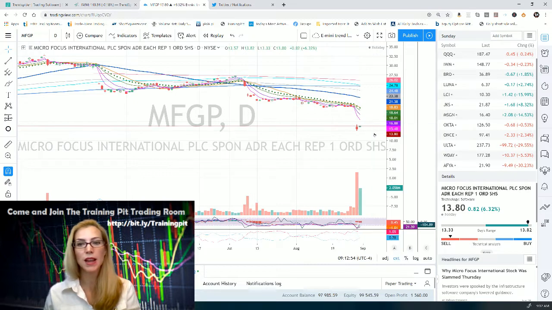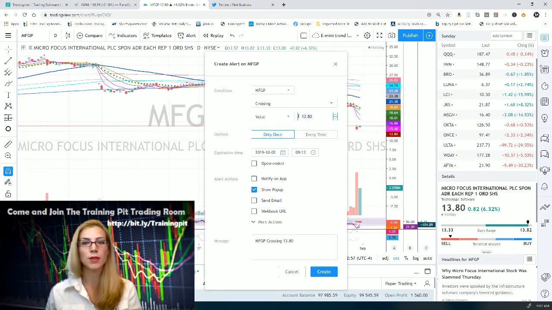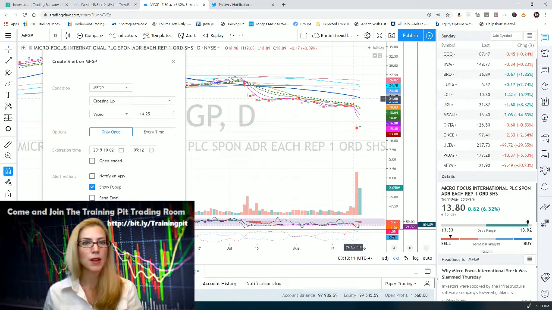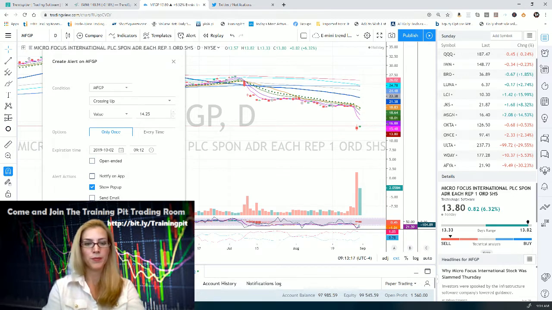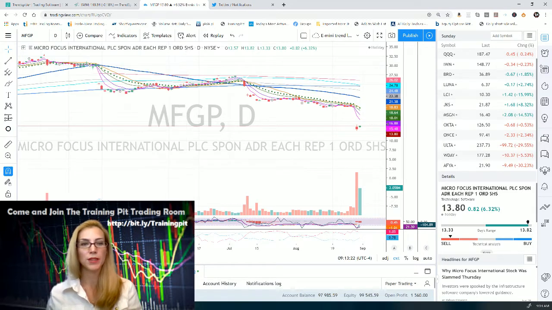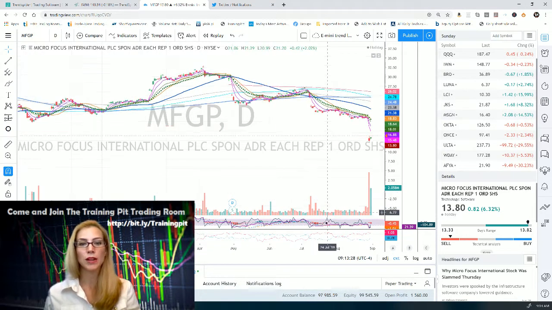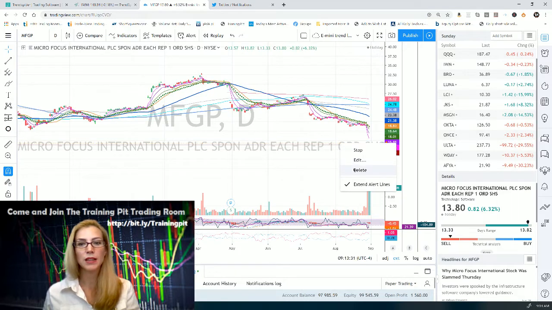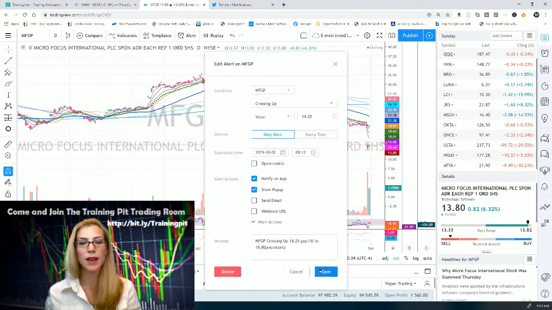I'm just going to go ahead and set an alert. Crossing up 14.25, and then I'll put a little note, gap fill to, what's the low here? The low of 18.80, potentially. So it's got a nice $4.55 move potentially for that gap fill. There we go, all set up. So now if that happens to trigger, I like to also have that so that it notifies me on the app right on my phone, and I can go forward.